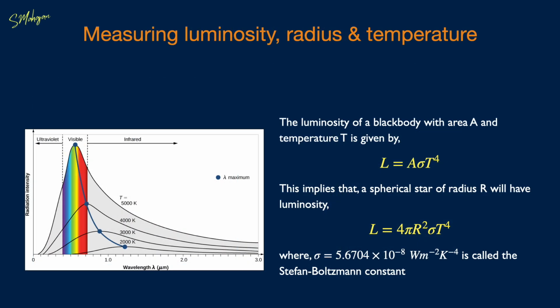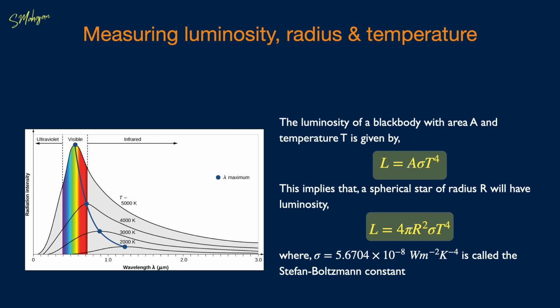The blackbody spectrum shows that as the temperature increases, the blackbody emits more energy at all wavelengths. At the turn of the 19th century, two physicists independently derived that the luminosity of a blackbody with area A and temperature T is given by this relation. Therefore, if we assume the star to be spherical, the luminosity will be given by the relation luminosity is equal to 4 pi r squared sigma T to the power 4, where sigma is known as the Stefan-Boltzmann constant.